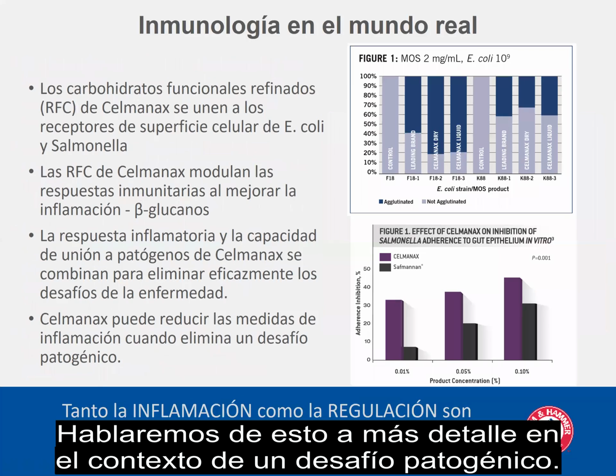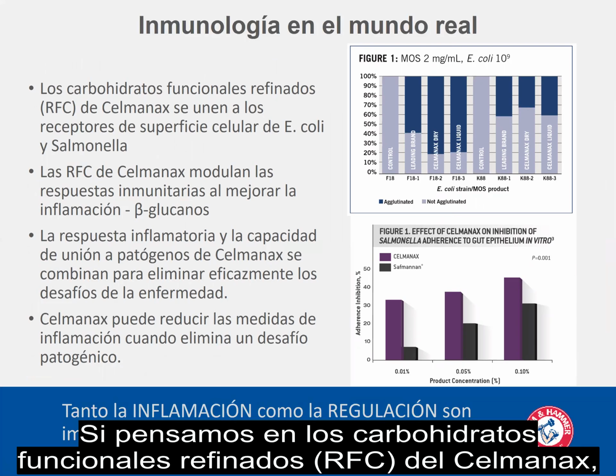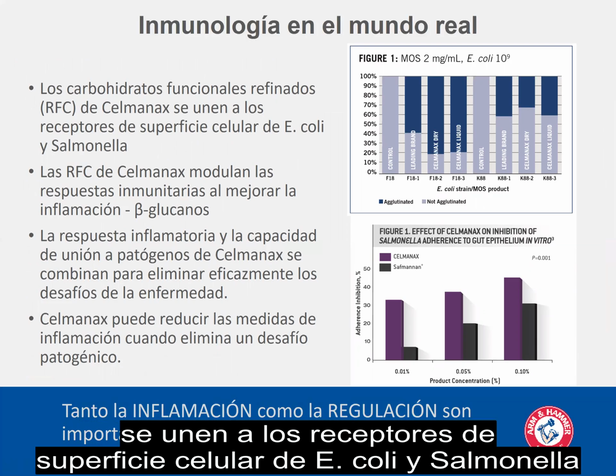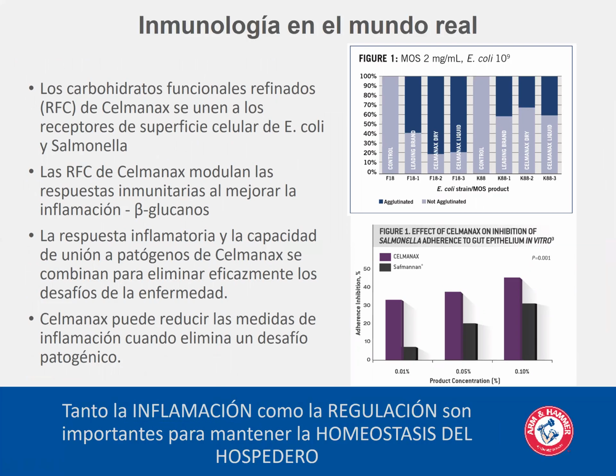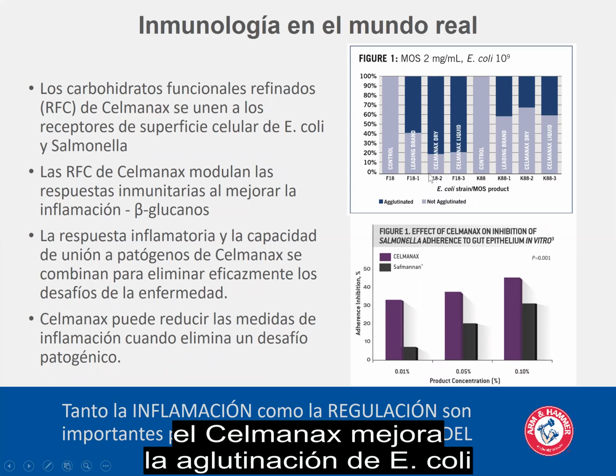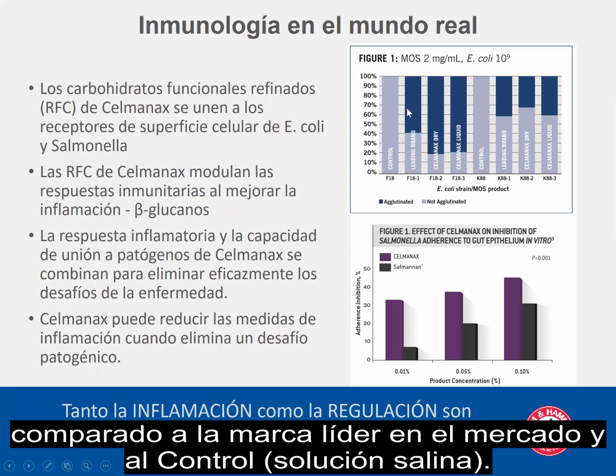And to talk about that in a little bit more detail, when we think about a pathogenic challenge, if we think about the refined functional carbohydrates of Salmonax, we know that the components of those refined functional carbohydrates can bind to E. coli and Salmonella cell surface receptors. And you can see examples of that in the charts here, where we have an agglutination assay that shows Salmonax increases the agglutination of E. coli compared to a leading yeast brand and compared to the control.